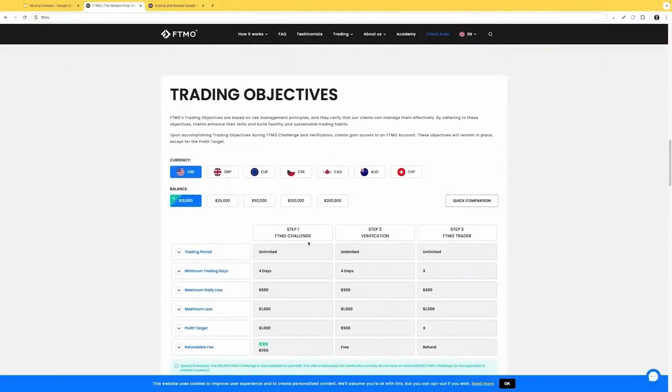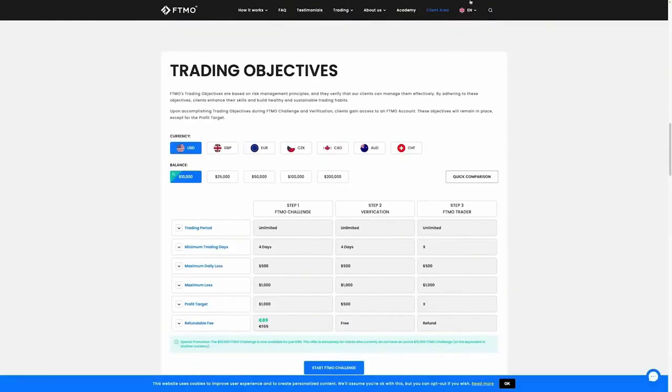These are the trading objectives that you need to meet. First of all, you can choose the balance. How much funding do you want? Do you want $10,000 in funding, or 25k, or 50k, or 100k, or 200k? You can choose them. Obviously, you can see the refundable fee that I'm talking about, the upfront fee that you have to pay in order to qualify for the challenge, is going to increase the higher you go. So 10,000 is about 89 euros, 100,000 is about 540 euros, and 200,000 is 1,080 euros.